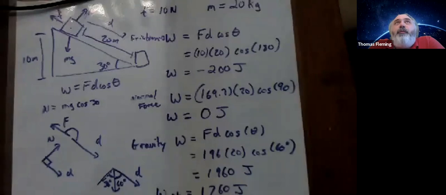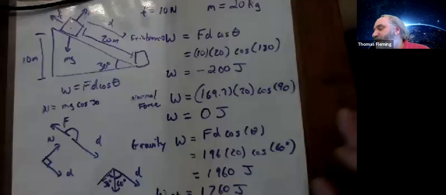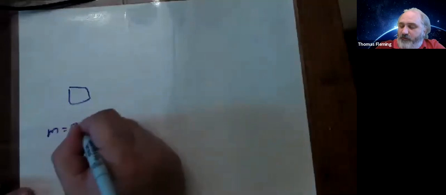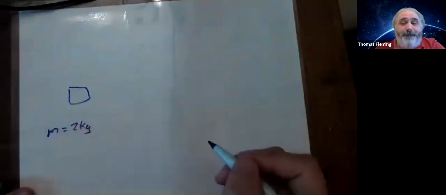And it has to do with the fact that there are certain forces that always do work in a super predictable way. Because they're always going to do work in a super predictable way, we'll be able to take some shortcuts. To get a sense of what I mean by that, let's consider the following situation. I want to imagine an object with a mass of 2 kilograms.